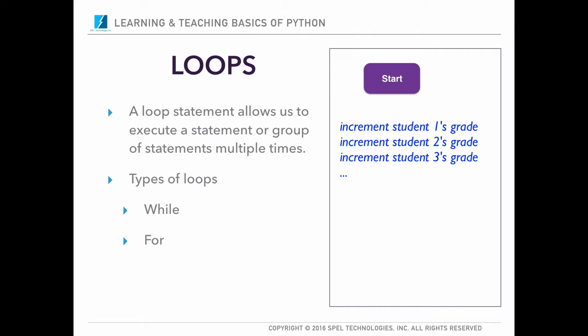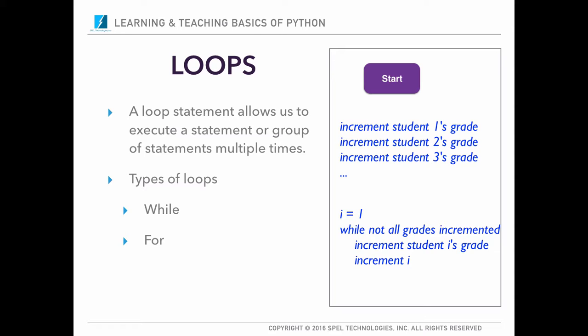An easier way to do this is to use a loop. Here is the pseudocode. While not all student grades have been incremented, increment student i's grade. Here i is a loop variable. You need to initialize this to some starting value, say 1, and then increment it inside this loop. So the single statement, increment student i's grade, will be executed repeatedly and the variable i will be replaced by 1, 2, 3, and so on.